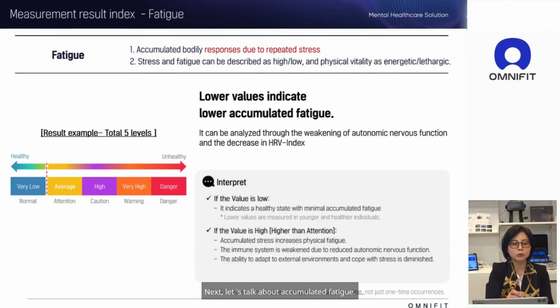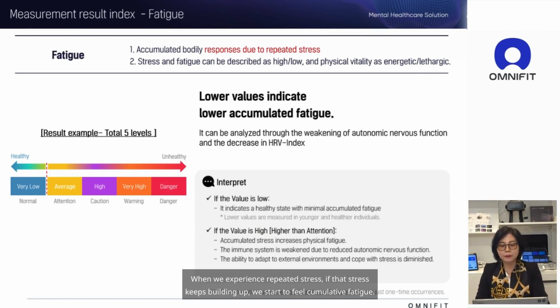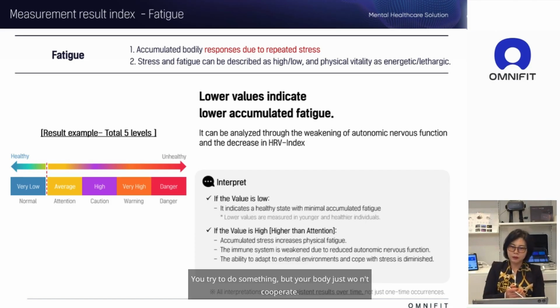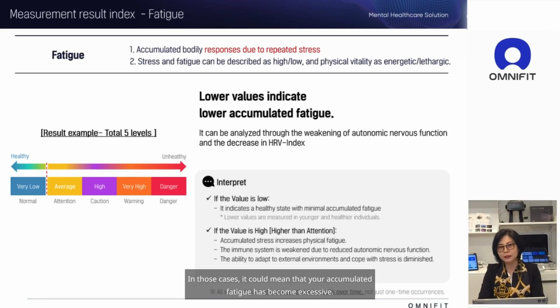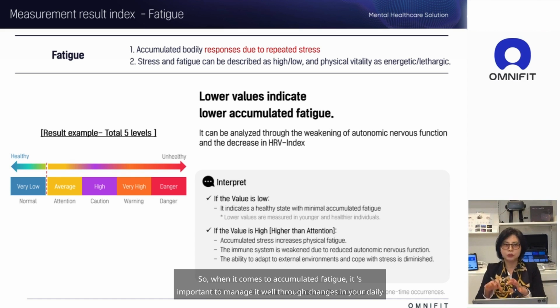Next, let's talk about accumulated fatigue. When we experience repeated stress, if that stress keeps building up, we start to feel cumulative fatigue. So our bodies also start to feel that kind of fatigue. And when accumulated fatigue builds up a lot, what happens to you? You try to do something, but your body just won't cooperate. That happens quite often, right? In those cases, it could mean that your accumulated fatigue has become excessive. So it's important to manage it well through changes in your daily life.